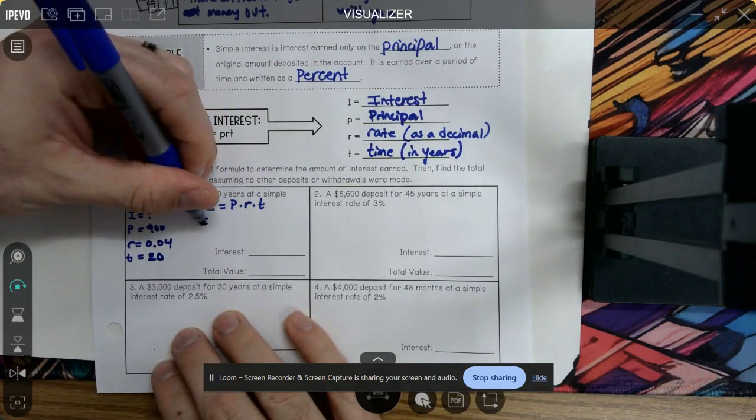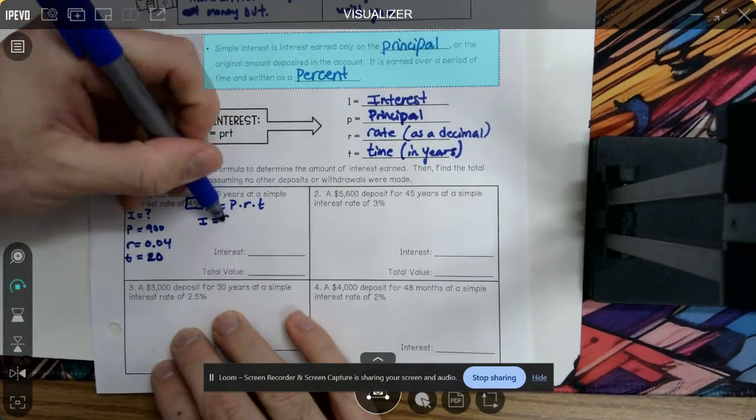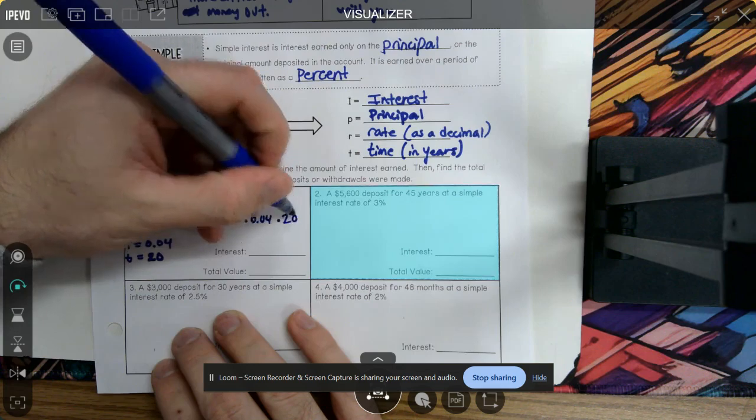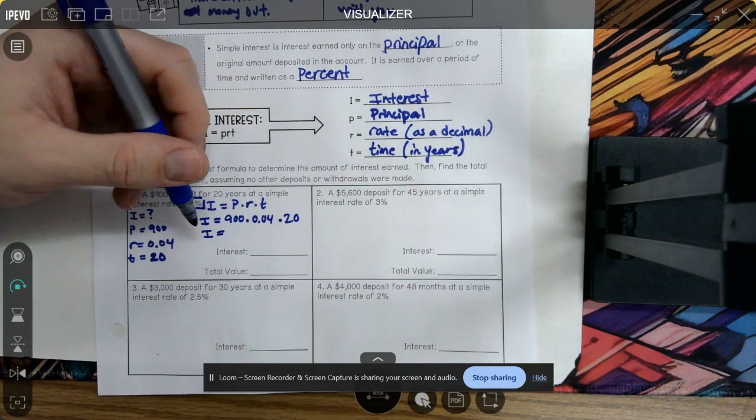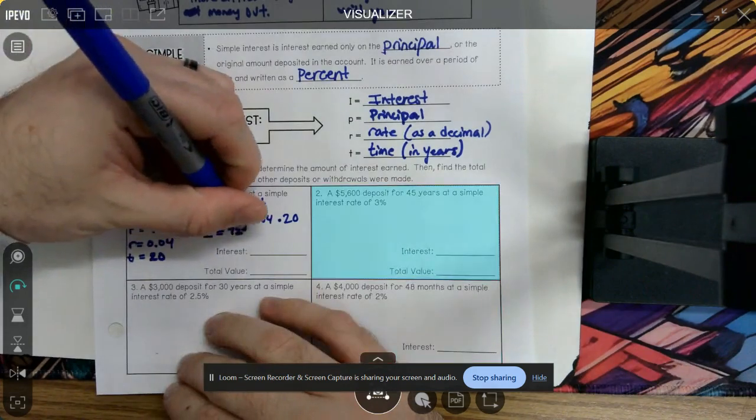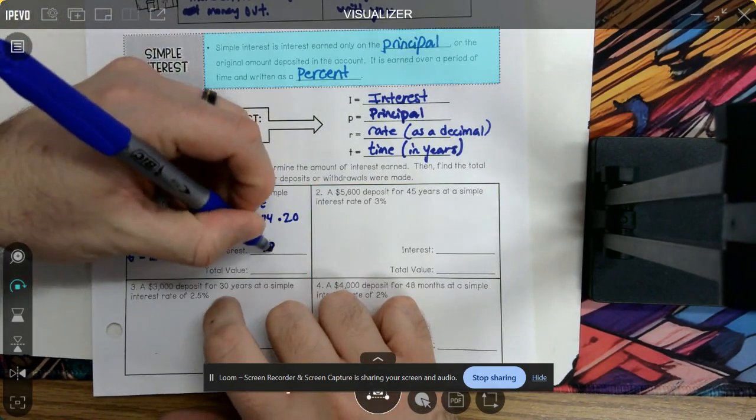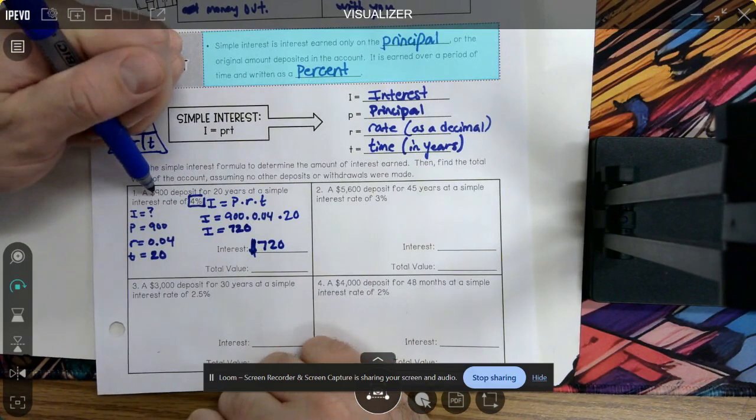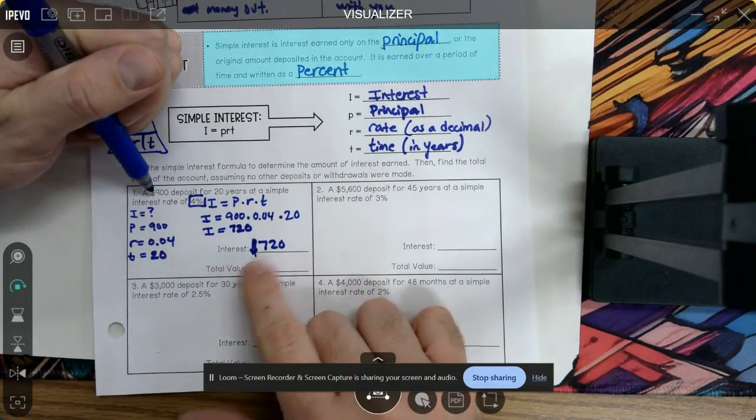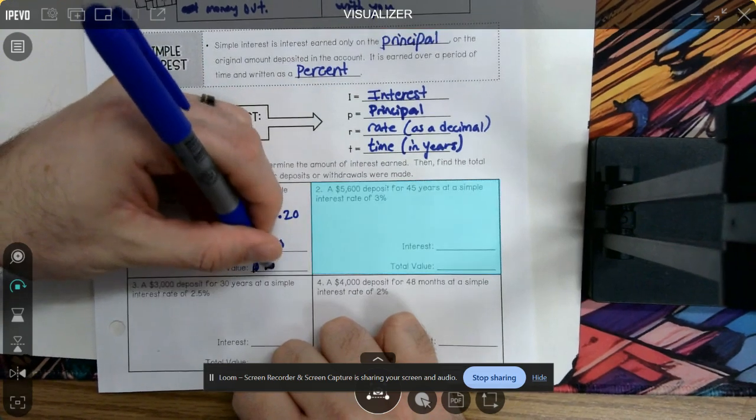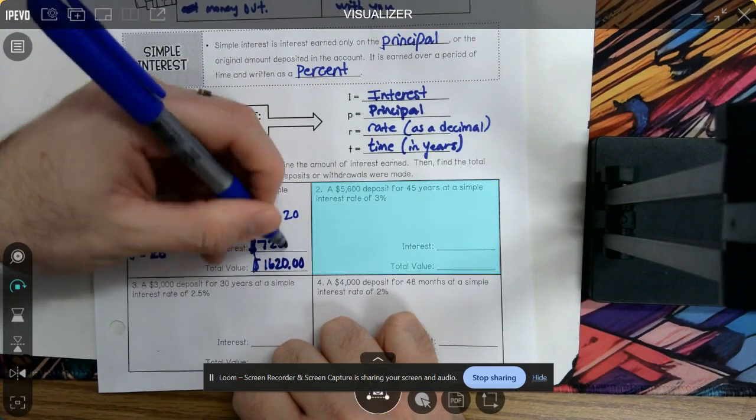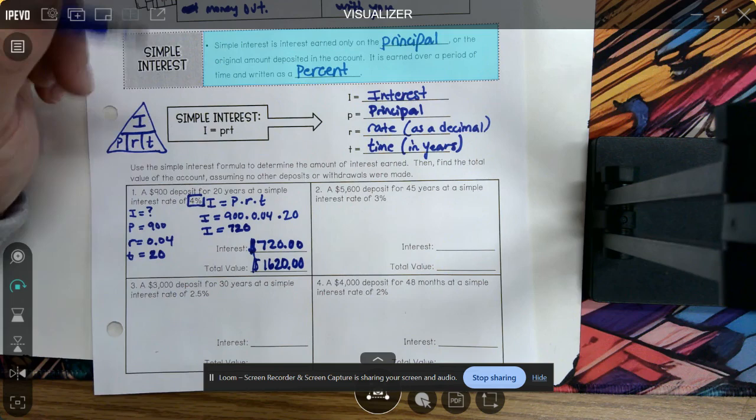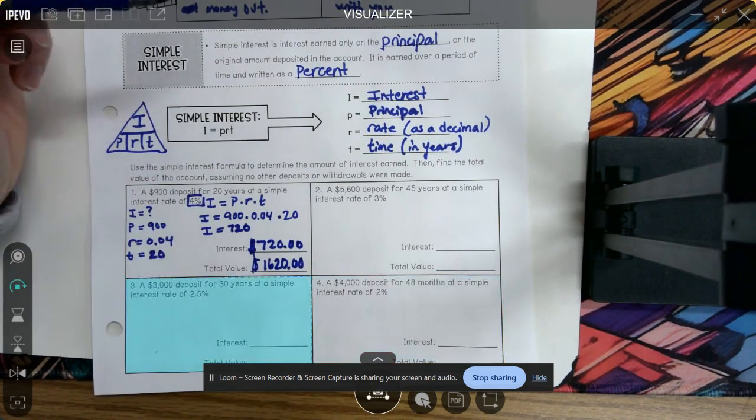Put this into the formula. I equals P, which is 900, times 0.04, times T, which is 20. When you put it in your calculator, you get interest of 720. So that's your interest earned, and that's a dollar amount. To find our total value, we need to add your interest to your principal. So 900 plus 720 is $1,620. Make sure you put it to the hundredths place since we're dealing with money for both of those. Okay, so there we go. You try number 2 now. So identify your I, P, R, T and solve.